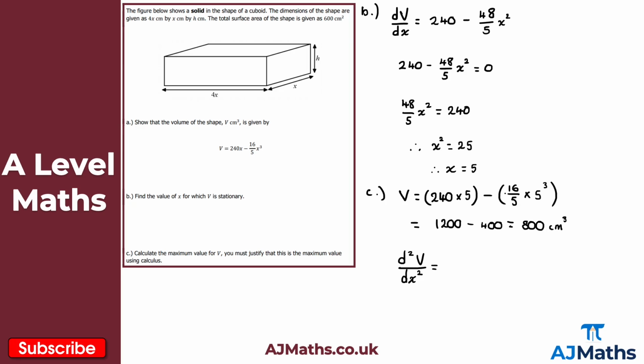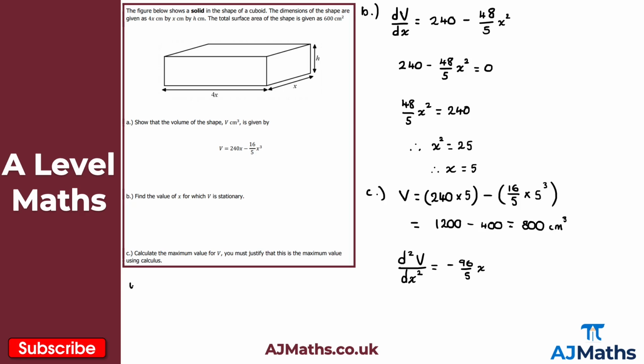So in this case here, now we're just going to differentiate this with respect to x again. The 205, that's a constant, so that'd be 0. Minus 48 over 5 times by 2, so that's going to be minus 96 over 5. Just reduce the power by 1, so we get minus 96 over 5x there. So now what we need to do is substitute this value of x into my second derivative here, and clearly minus 96 over 5 times by 5, that's just going to give me minus 96 there.